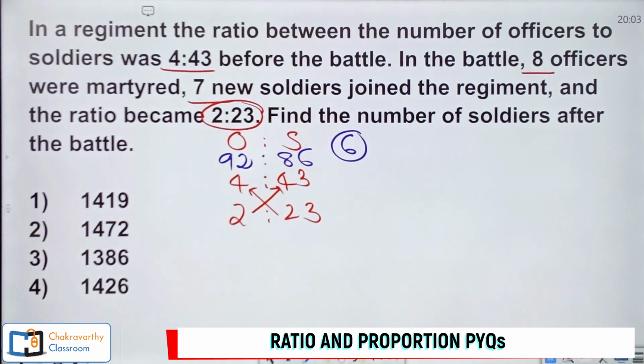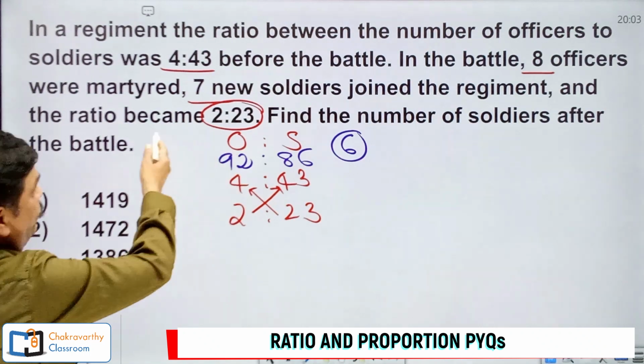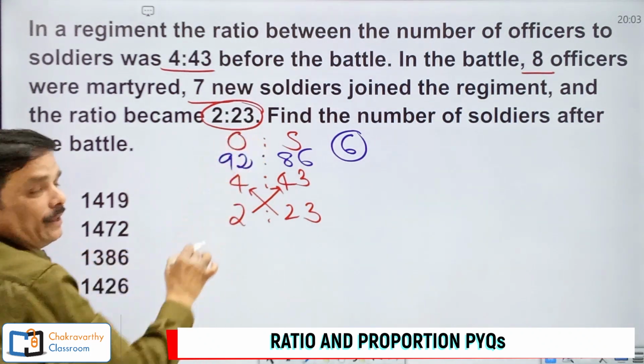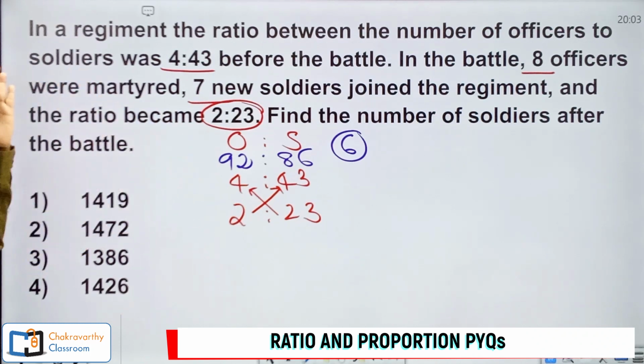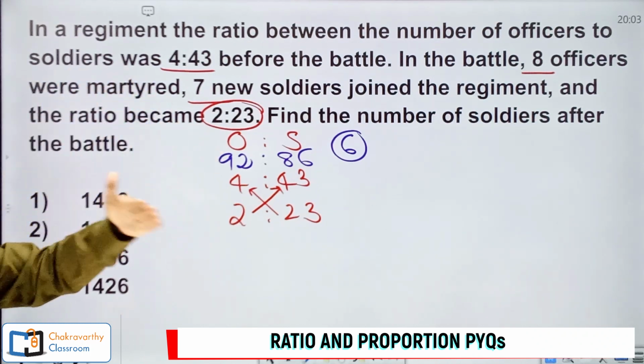Keep it aside. Now come back to the other ratio here, the other ratio 2:23, and again you need to go back to how many officers were killed, then how many soldiers have joined.